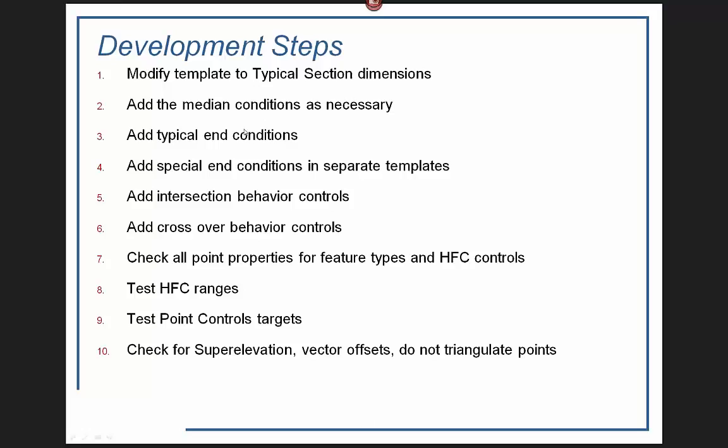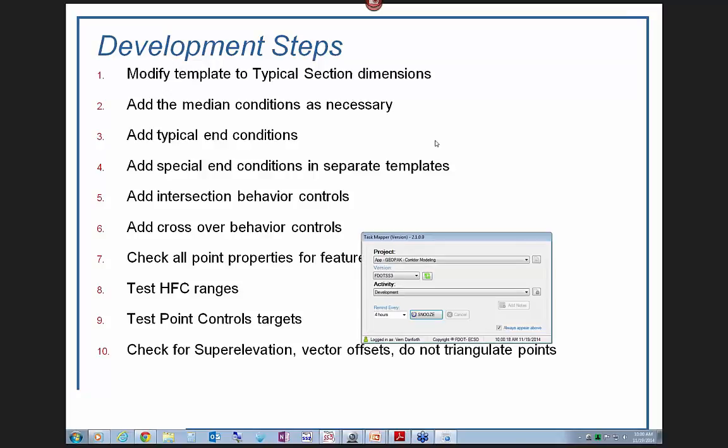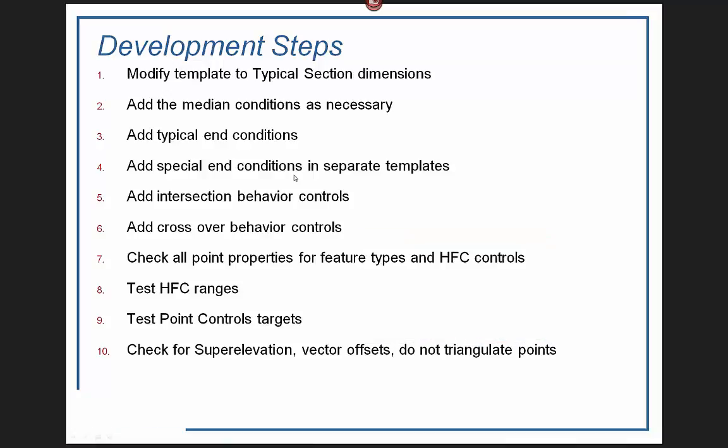Here we go. So that was adding median conditions as necessary. I also talked about adding typical end conditions. Special end conditions would be things where, for example, you wanted to add a ditch line or multiple ditch lines or things like that. And then the same thing with having certain components turn off whenever there's an intersection, and what to do with the crossover. I've already kind of talked about that as far as how it turns on and off for different things.